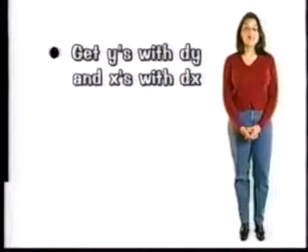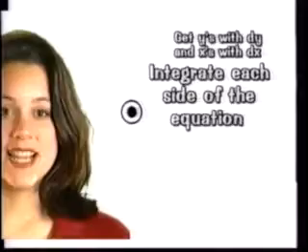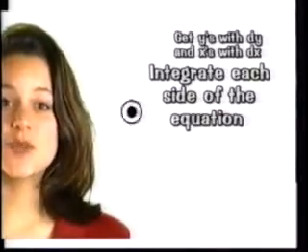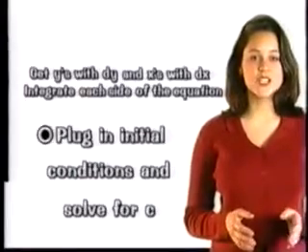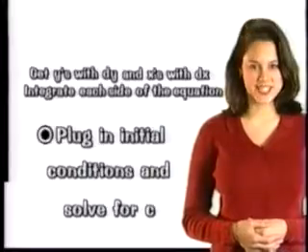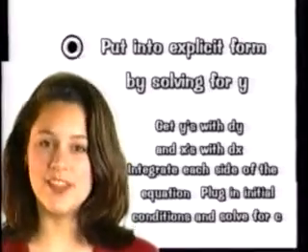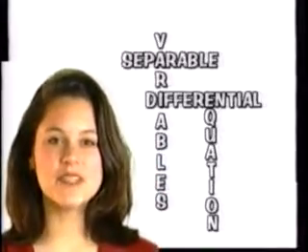Step 1. Get the y's with the dy and the x's with the dx to separate the variables. Step 2. Integrate each side of the equation using the integration rules you learned in calculus. Step 3. Plug any initial conditions into the solution to find a value for c. And step 4. Put the solution into explicit form, if possible, by solving it for y. And that's all there is to solving a variable separable differential equation.